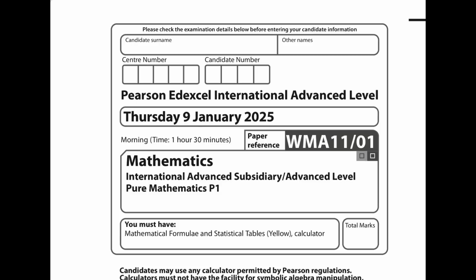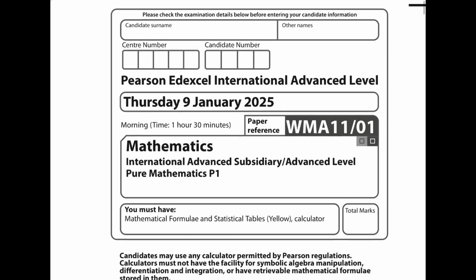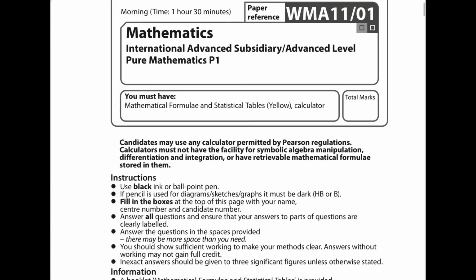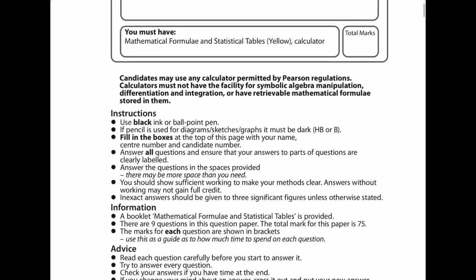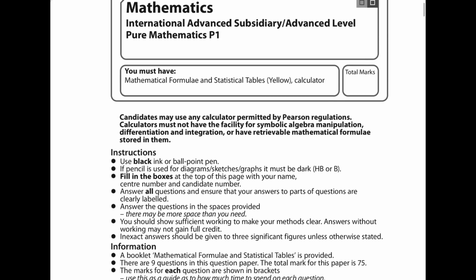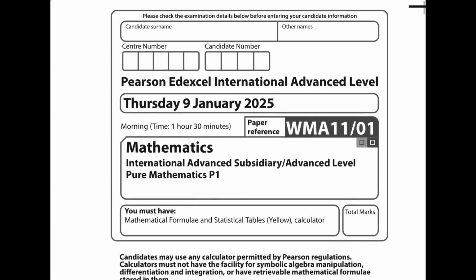So today we have got a bit of a different video. Today we are going to be solving Paper 1 from Pearson Edexcel International Advanced A-Level Mathematics, IAL Mathematics, from January 2025. This is a 1 hour 30 minutes paper, and it has 9 questions and 75 marks. Let's go ahead and solve this paper.